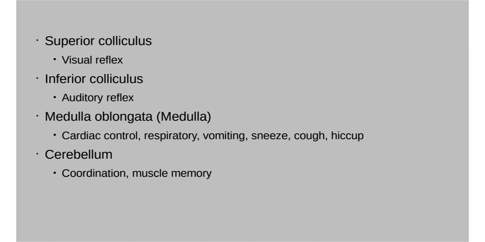Corpora quadrigemina really just translates to quadruplets. Quadruplets, kind of like twins, but there are 4 of them instead of 2. Those 4 things are a left and right superior colliculus, and a left and right inferior colliculus. Together these 4 little things make the corpora quadrigemina. So what are the superior and inferior colliculus?